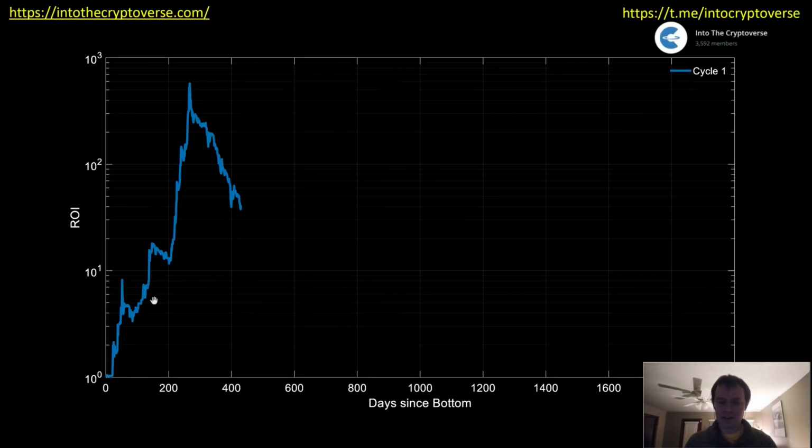So let's go ahead and jump in. The first thing we're going to look at is just the first cycle. So this is our market cycle ROI from the bottom, okay? And again, this is just measured fairly early on in the price history of Bitcoin. I only have reliable price history near the end of 2010.